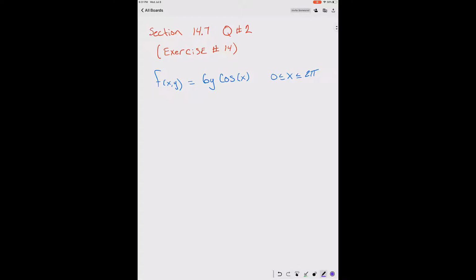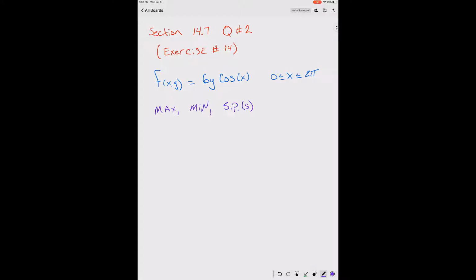This question is also exercise number 14 from our book. We're tasked to find all the local extrema for this particular function. Remember, that means we're looking for the max, the min, or any saddle points. There can be more than one saddle point, so sometimes they write it as saddle points, plural.